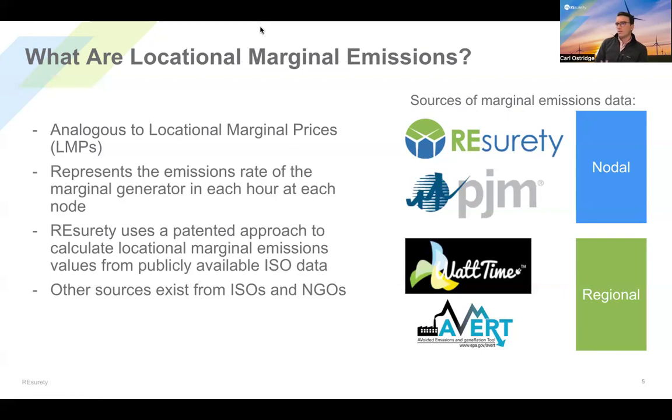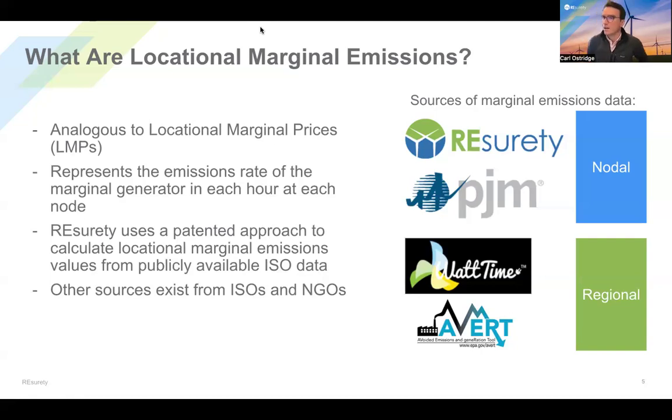So in each hour or each time period and in each location on the grid, there is a locational marginal emissions rate. And that indicates the emissions in CO2 equivalent for the marginal generator during that time in that location. So it varies by time and it varies by location, but it gives you a sense of the emissions that are avoided by adding incremental renewable energy generation in each location at each time. That means that it can be used as an indication and a metric around the carbon impact that those projects have.